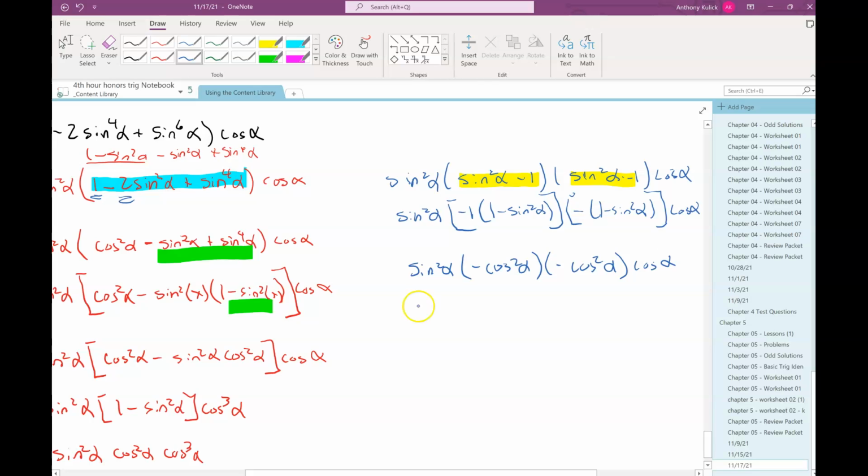And when I multiply all that stuff together, negative times negative cancel out. And cosine squared, cosine to the squared, and cosine to the first become cosine to the fifth. And we'd be done there. That's a bit shorter than what you guys wanted to do, but that's okay. Again, what you did worked. So there's nothing to complain about there, right?